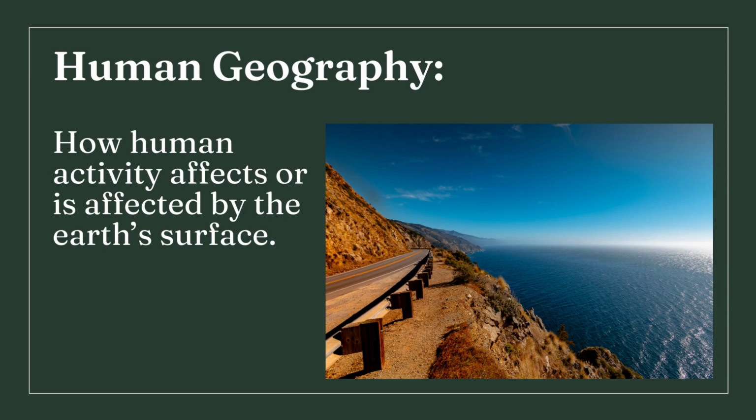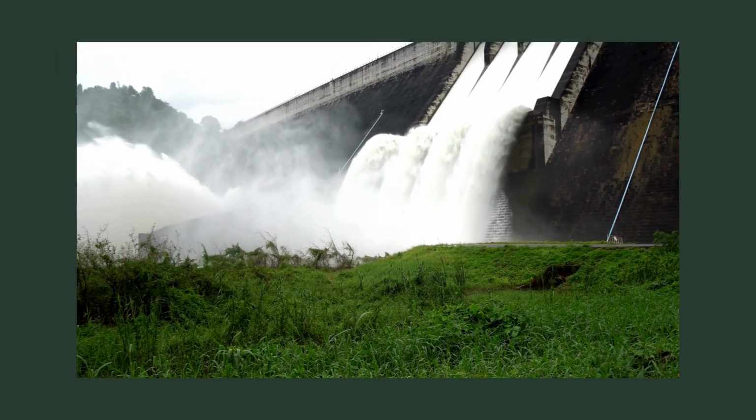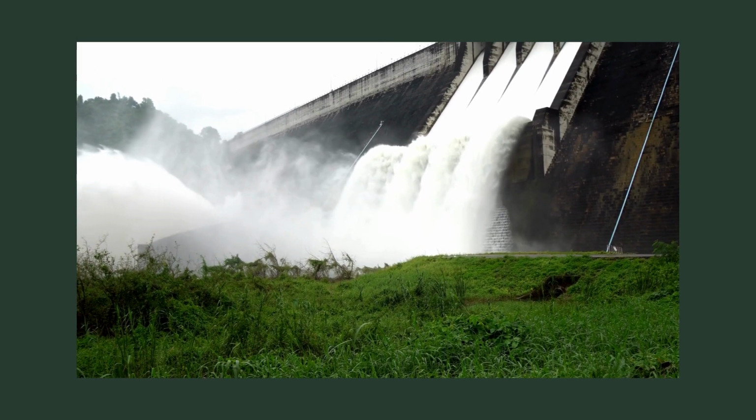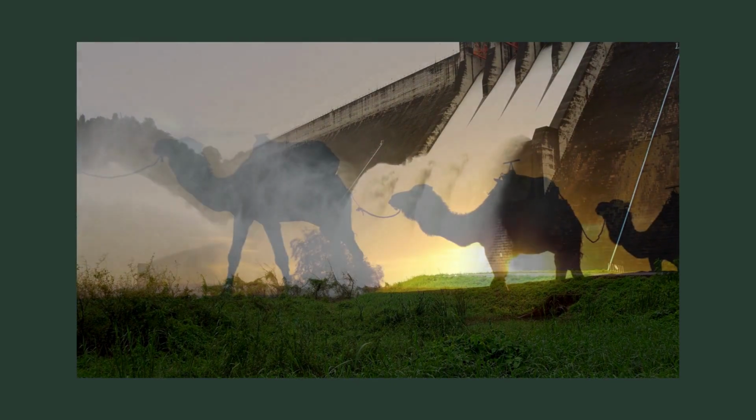Human geography is the study of how human activity affects or is affected by the Earth's surface. Geographers are interested to know what features of Earth induced people to build a town in a certain place, or how a human-made dam affected the local climate or wildlife.